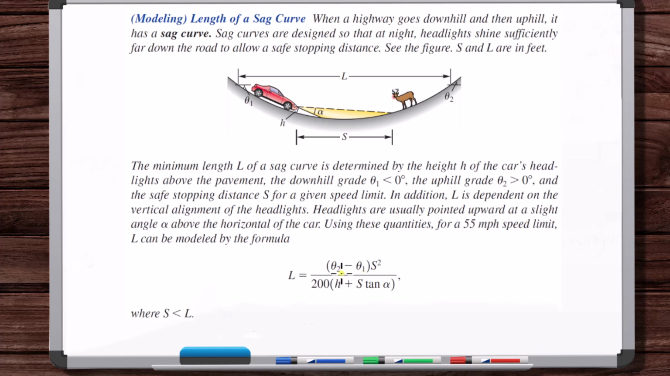You need to know what units these are supposed to be, or else it's going to change the whole formula. That's something you'll learn as you go through school. So yeah, theta 2 and theta 1 are in degrees.